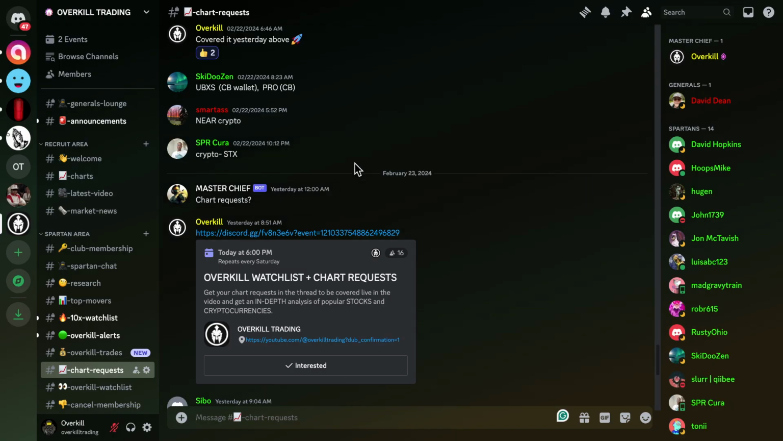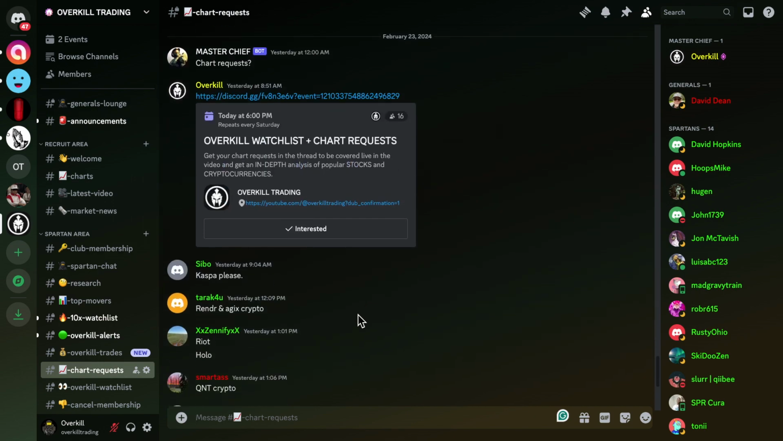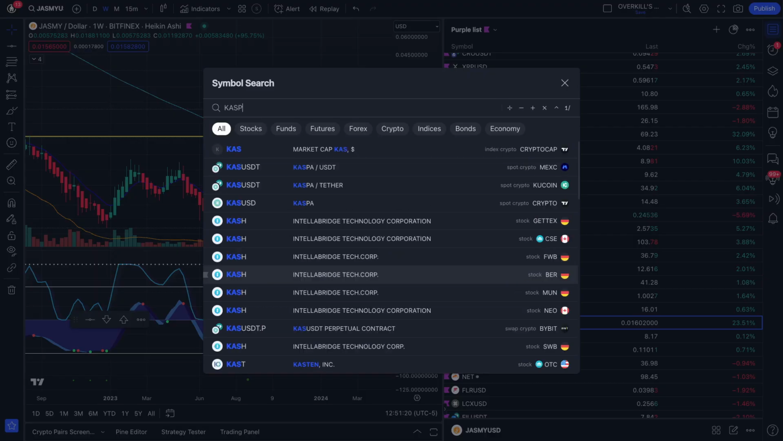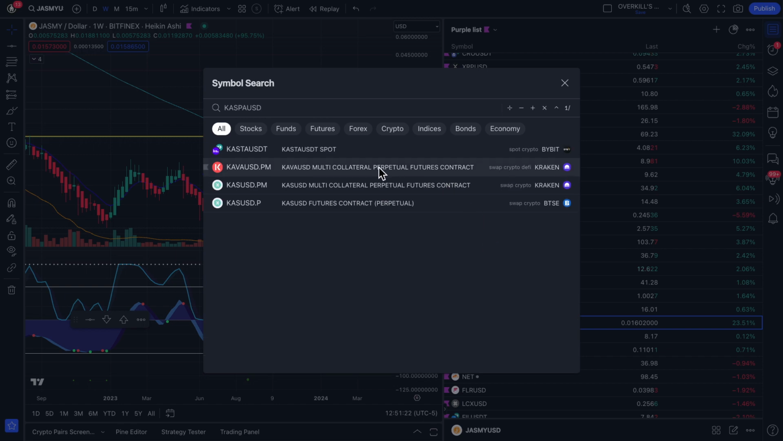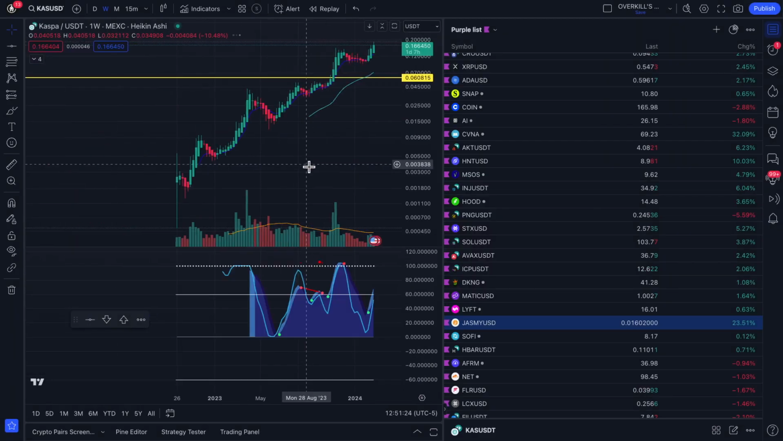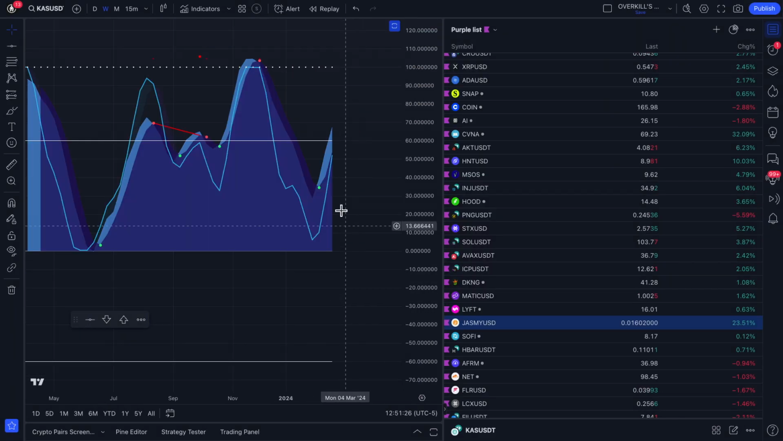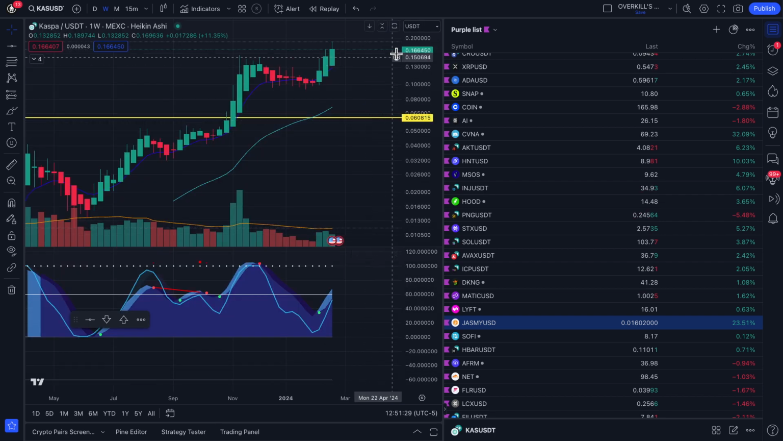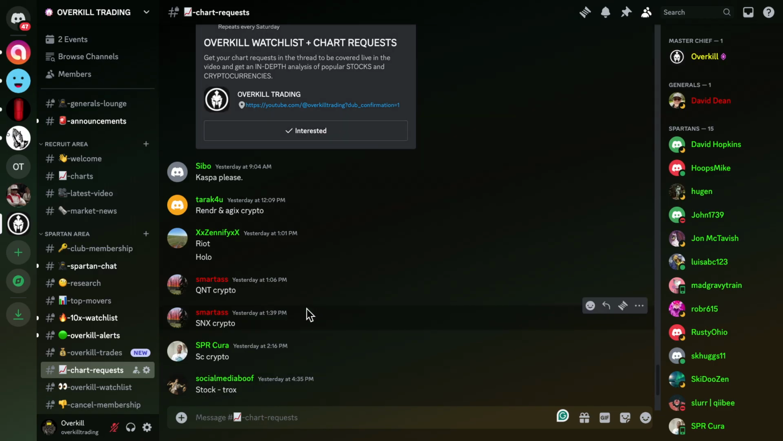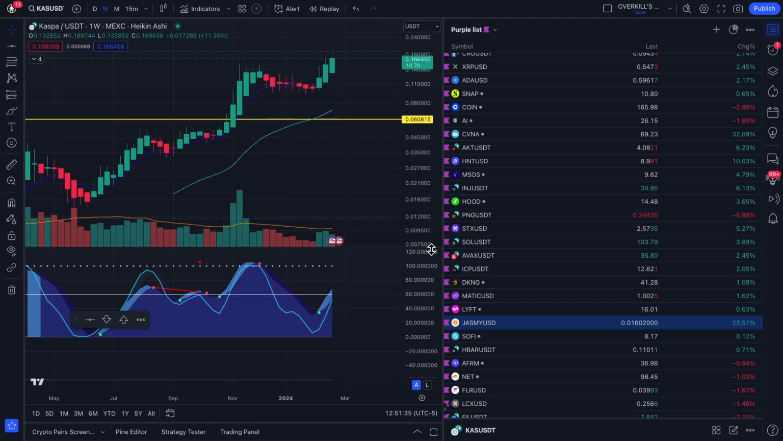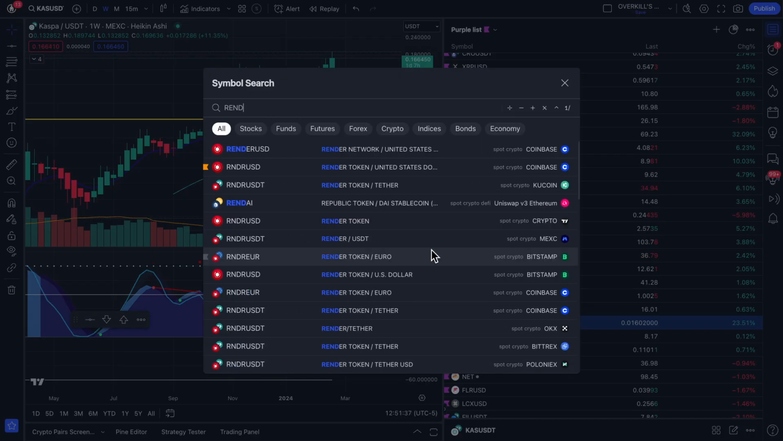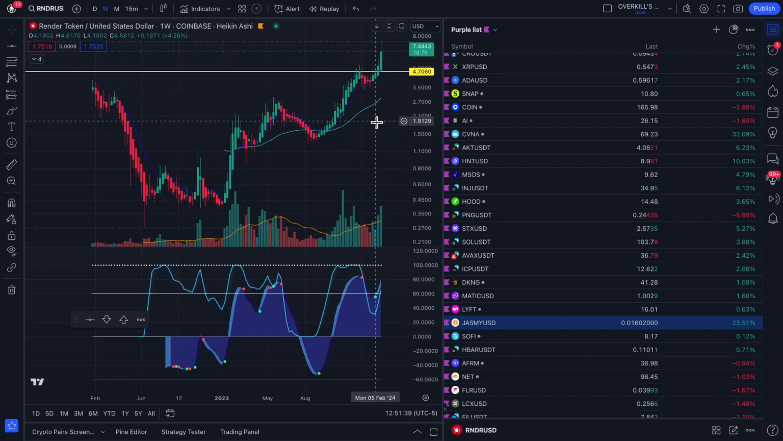Okay, what's next? STX was good. KASPA, KASPA USD, not on Coinbase, but that one looks like it's just continuing as well. So I'd be a holder of this name too. Just holding on to that one. That one looks good. RENDER, RNDR. There it is. It's on Coinbase. Nice move there too.